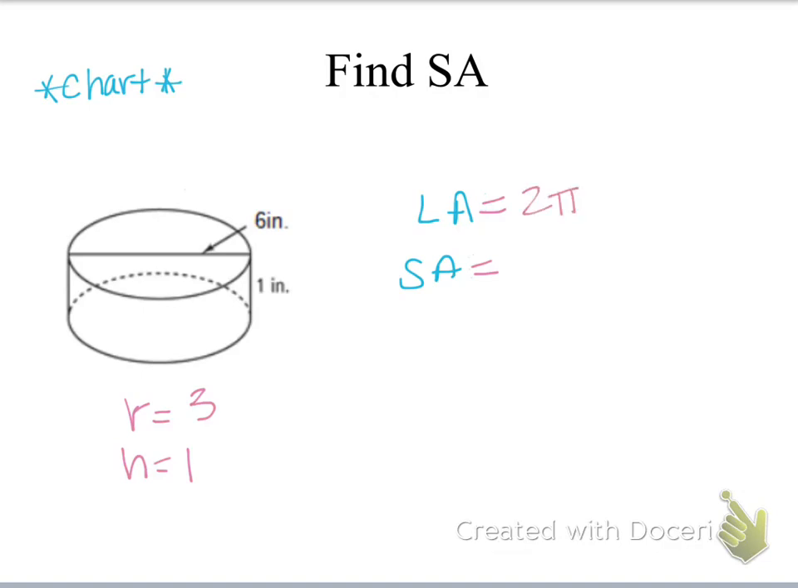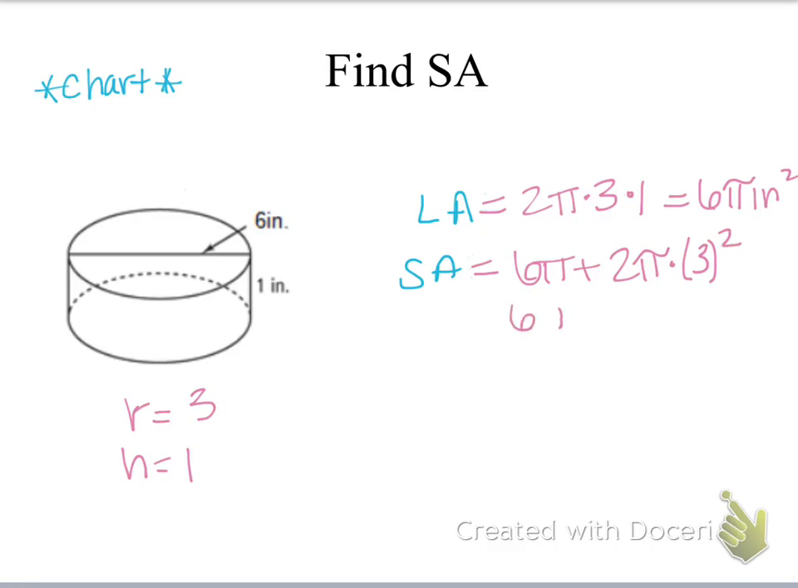So 2 pi times radius times height. So we're going to get 6 pi inches squared. Then I take my 6 pi and I add 2 pi r squared for the area of its circles. So 2 pi times my radius was 3, so 3 squared. So 6 pi plus 18 pi. So 24 pi inches squared.